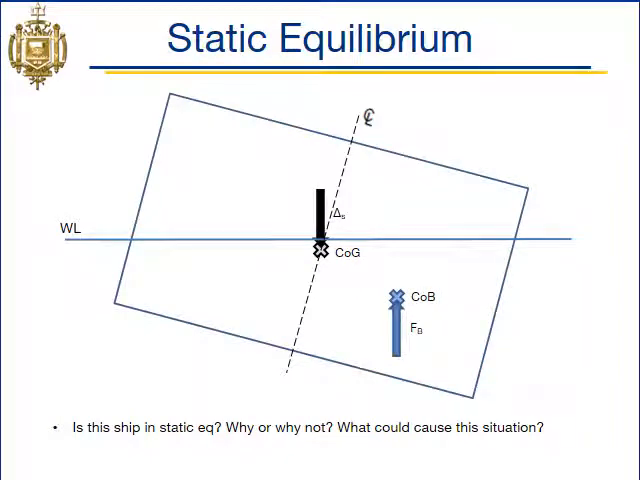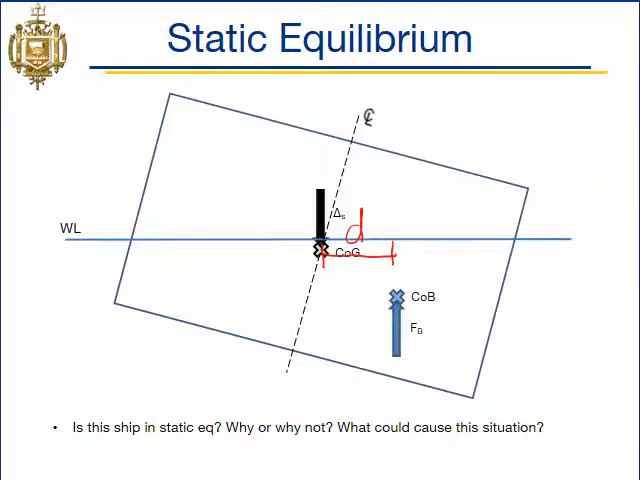All right, so we have a ship here, and the ship is leaning over. So is this ship in static equilibrium, and why or why not? If we were to look at this ship here, we would say that this ship is not in static equilibrium because the center of buoyancy and center of gravity are not on the same plane, right? There is a perpendicular distance between those 2 points, and that means there is a net moment on this ship. So if there's a net moment, we're not in static equilibrium.